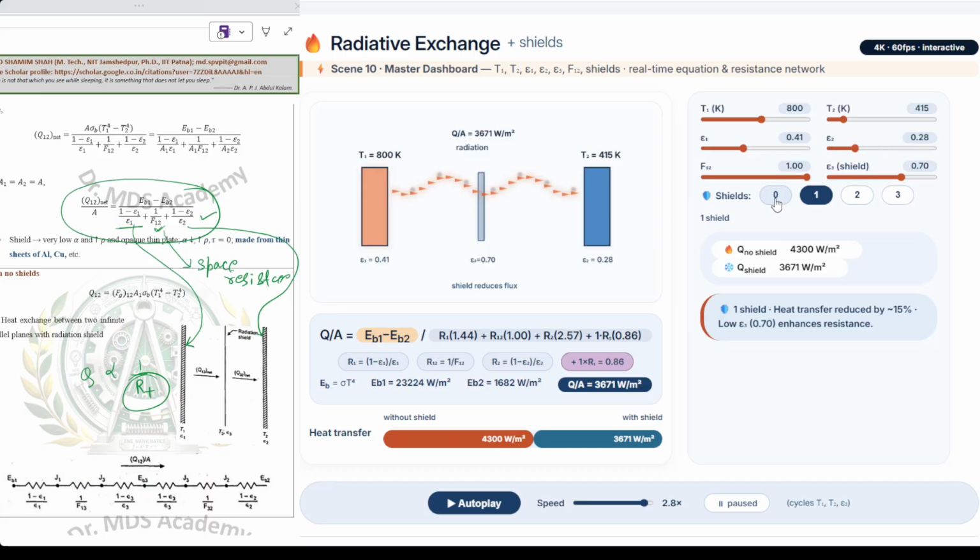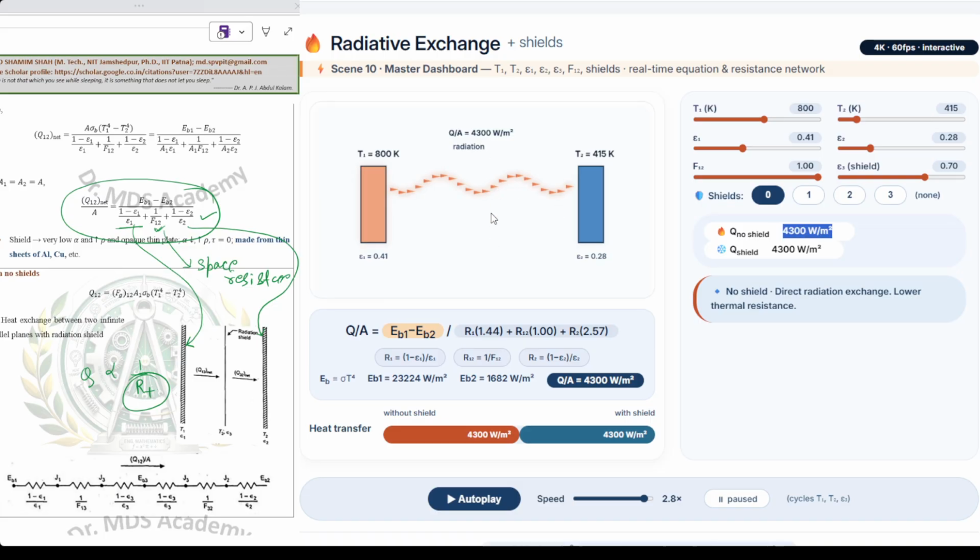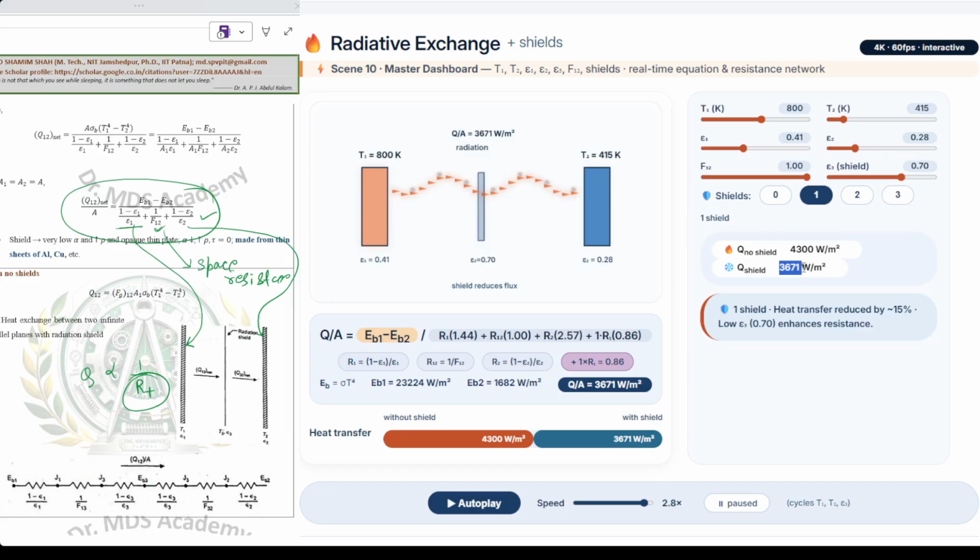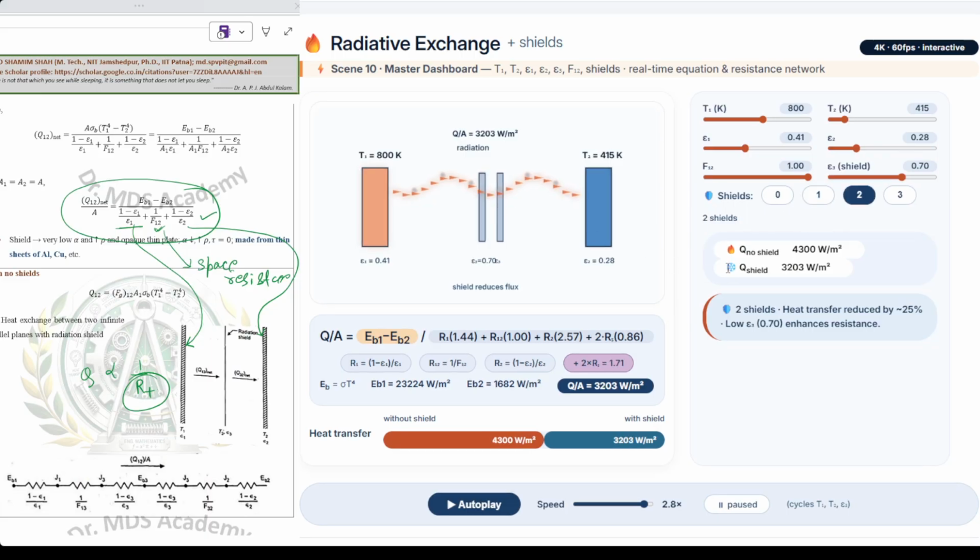In case of no shield, I am clicking 0 here. With no barrier in between 1 and 2, the total heat flow rate was 4300. Now I am clicking 1, placing one shield in between. The value changes from 4300 to 3671, so after inserting a shield, the heat flow rate is reduced. Now place a second shield; the heat rate reduces further to 3203. Placing 3, it reduces again to 2841.